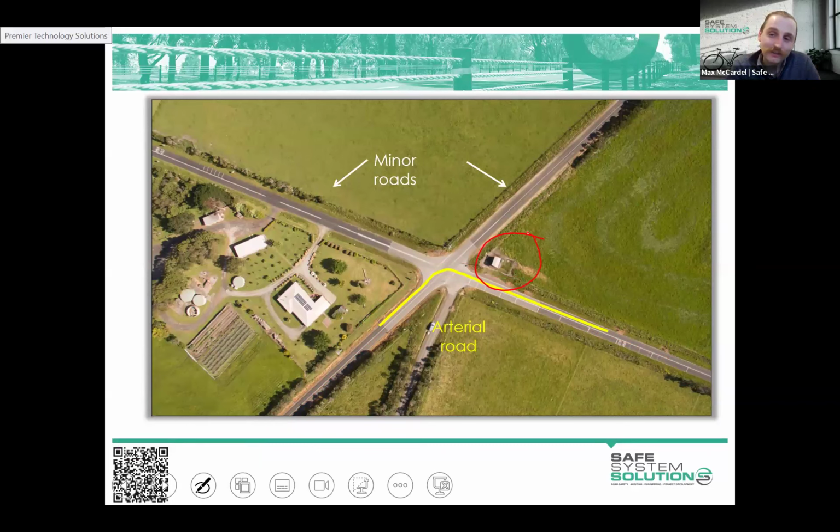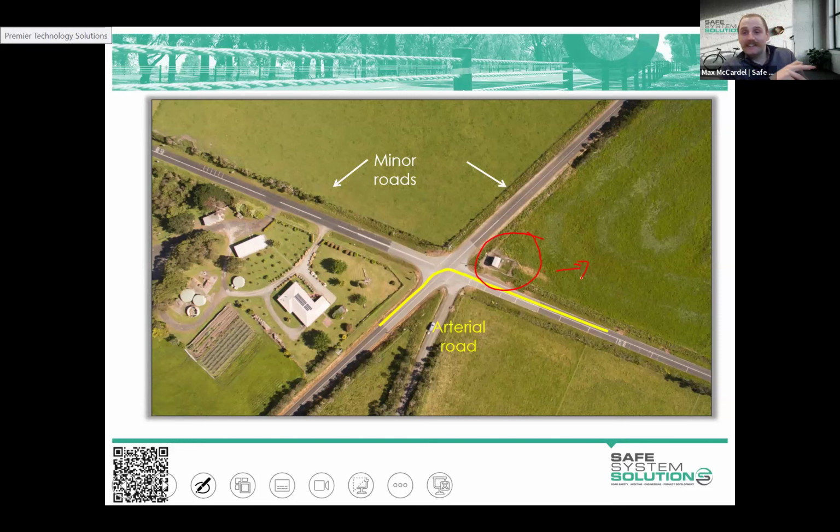So initially, they were thinking, we'll do a roundabout here. Let's bring down impact speeds. Let's improve impact angles. But that would have involved shifting this across into the paddock. And it just was not feasible, due to Telstra saying, no, that one's really important for us. You can't touch that.